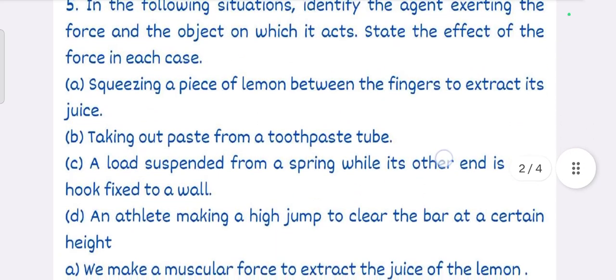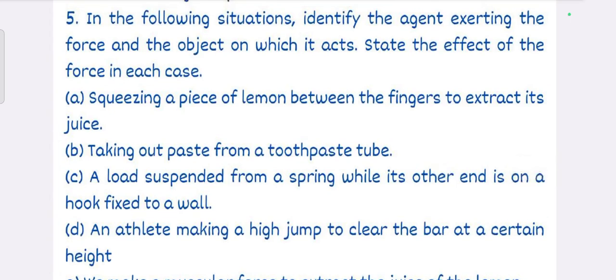Question number 5. In the following situations, identify the agent exerting the force and the object on which it acts. State the effect of force in each case.